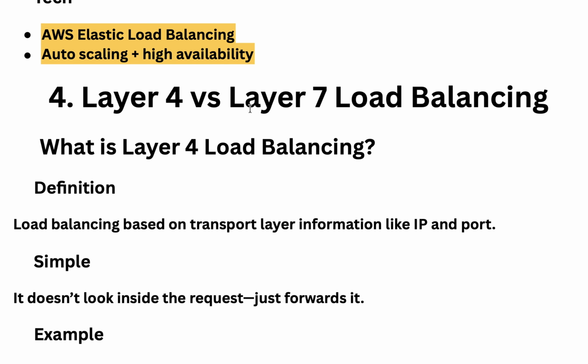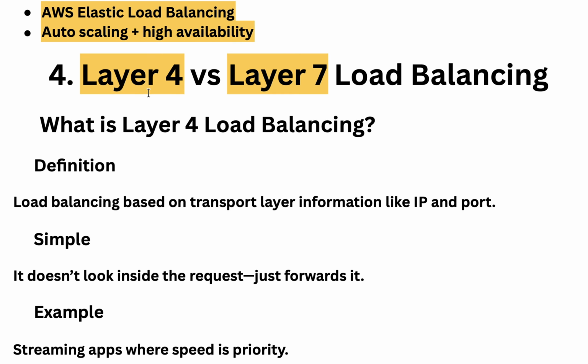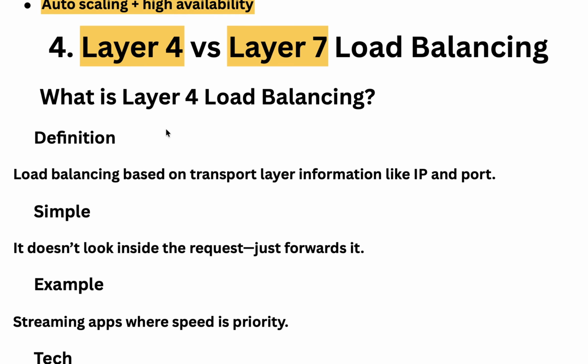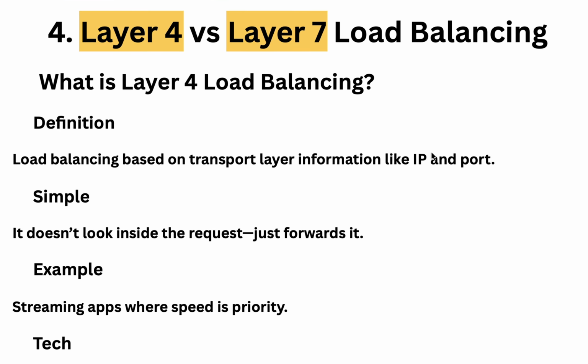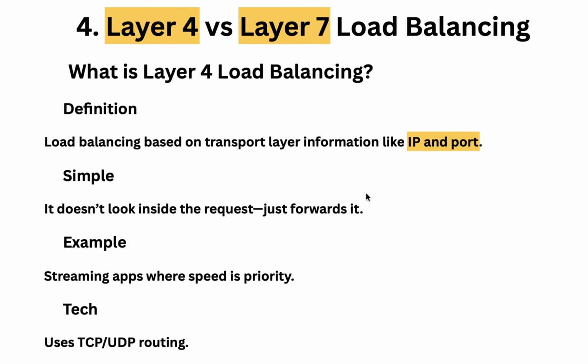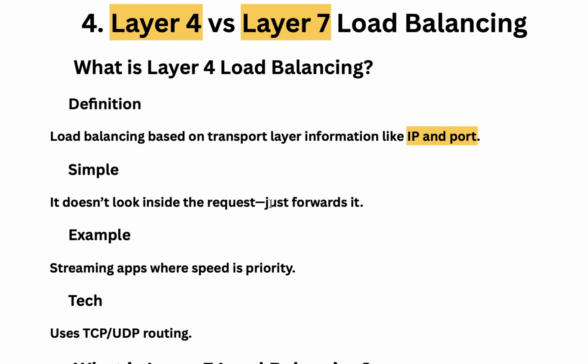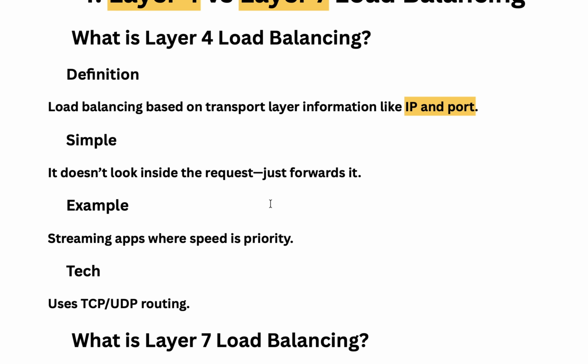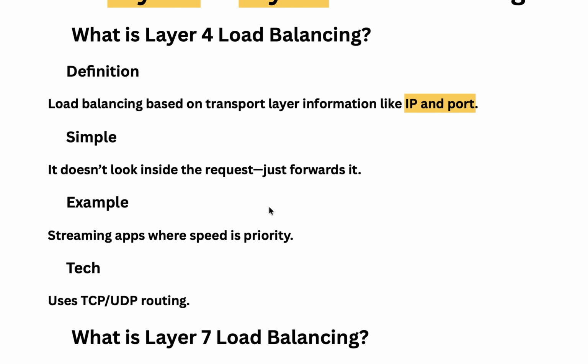So load balancing can be done on layer 4 and layer 7. Layer 4 is the transport layer in computer networks, and layer 7 is the application layer. Layer 4 load balancing is based on the transport layer, like IP and port. So based on IP and port, load balancing is done. It is a basic thing only. It doesn't look inside the request, just forwards it. If a request comes, it just needs to forward it. That's the only work it does.